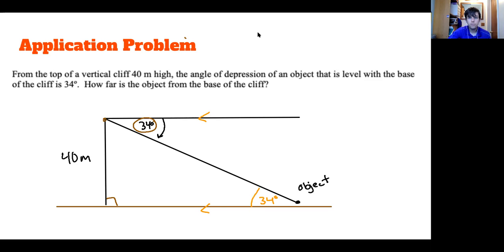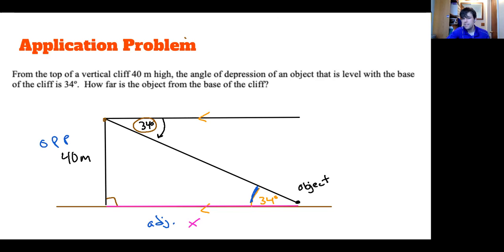So we are looking for how far the object is from the base of the cliff. So we actually want to know this side down here. So from the base of the cliff to the object, right? Yeah, that's the question we're answering. This is more similar to the ones that we did in the 8.4 notes. In this case, this is our angle. We know the opposite, and we are trying to solve for the adjacent.